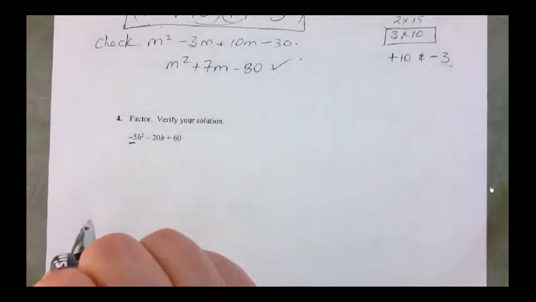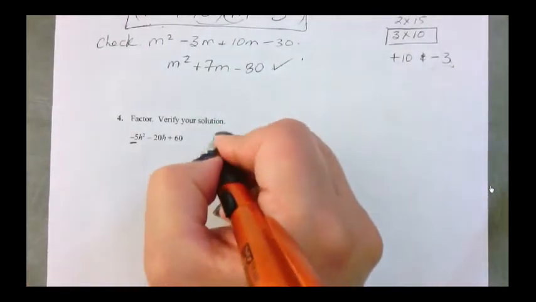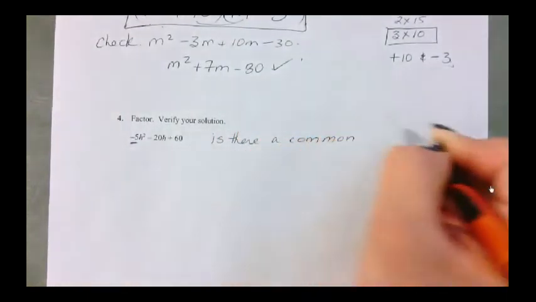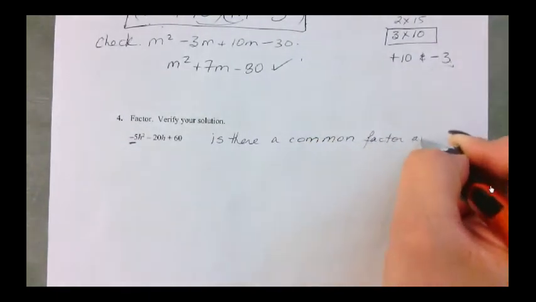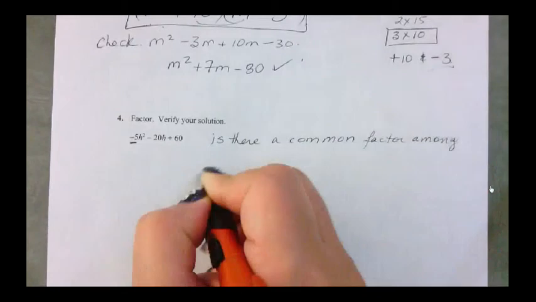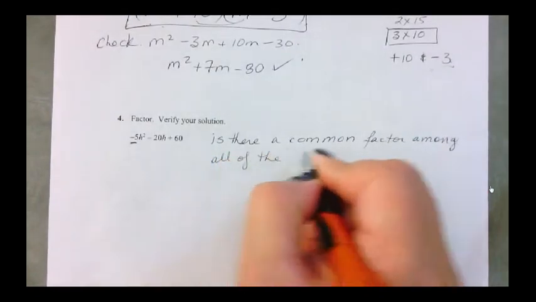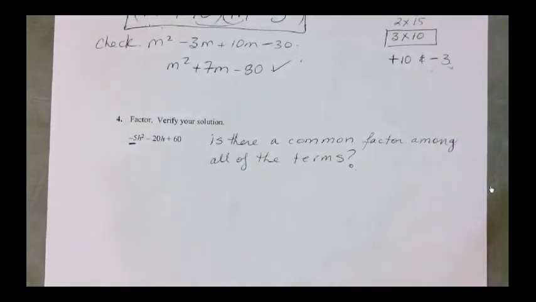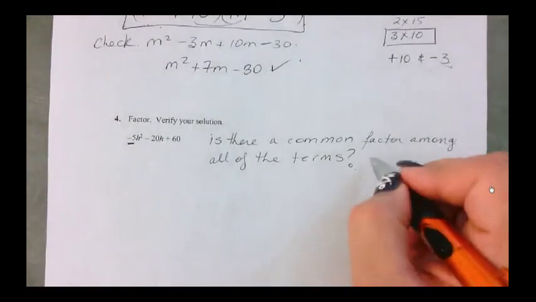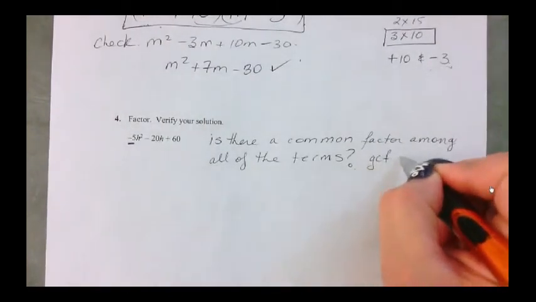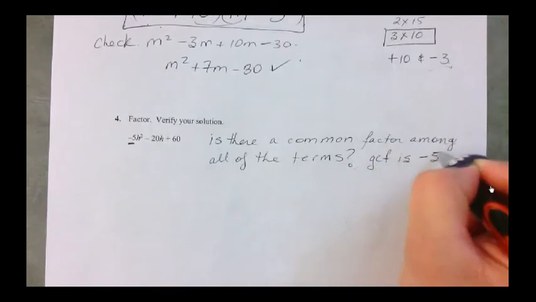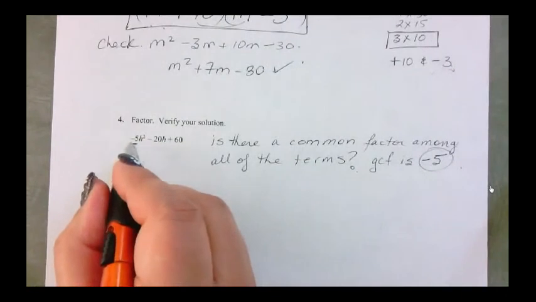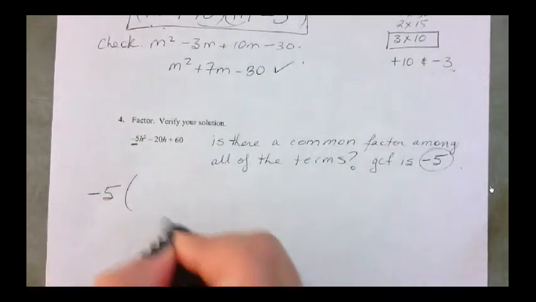So what we're going to do is we're going to see, is there a common factor among all of the terms? And if so, what is it? So my greatest common factor is actually -5. Okay? So let's take this question here and let's factor a -5 out of every term.